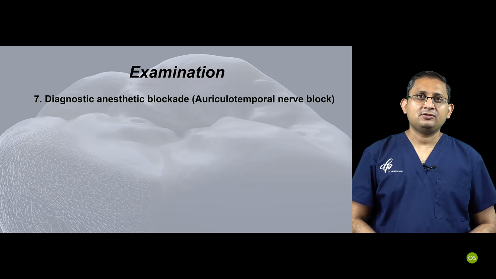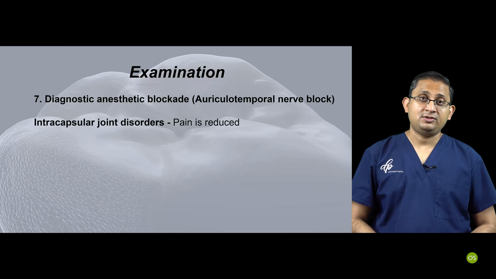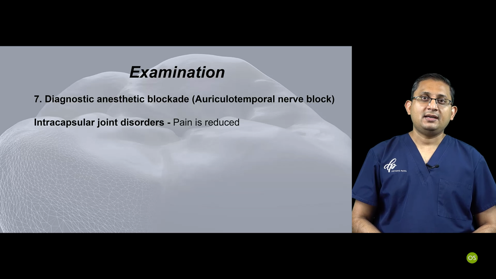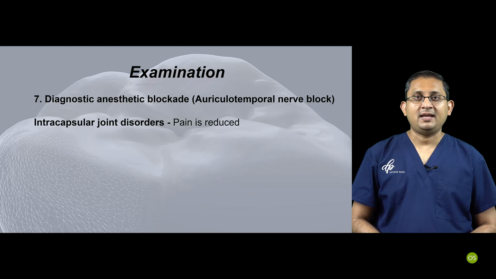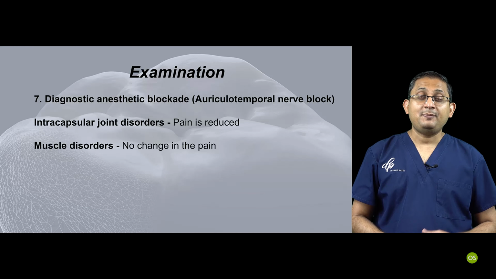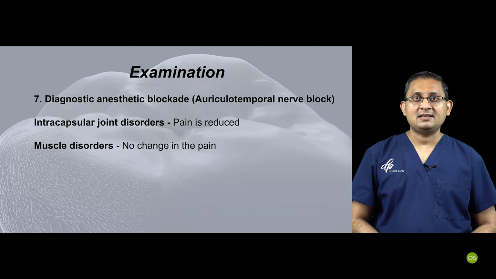The seventh diagnostic tool is auriculotemporal nerve block. Now this is something I do not practice, and you need really good skill in order to practice this. But if you manage to do this, and you put the injection in the joint and the pain is reduced, then the pain is coming from the joint. If the pain is not reduced, then the pain is associated with muscles.